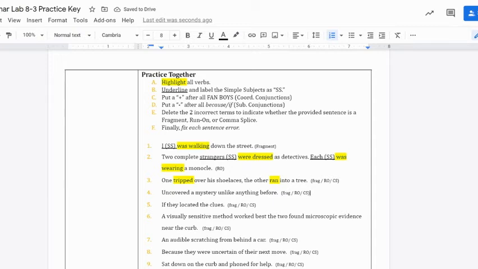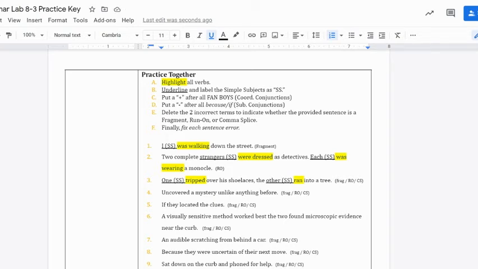So, simple subject. Who tripped over his shoelaces? One. You might say, well, it doesn't say a person. Doesn't matter. The one tells us who did that. So it's kind of like a pronoun. Who ran into a tree? Other. Again, that might be stretching your understanding a little bit of subject and pronouns, and that's okay. That's why you have the ability to work with others, and you also can come back and check with me to see how you did.